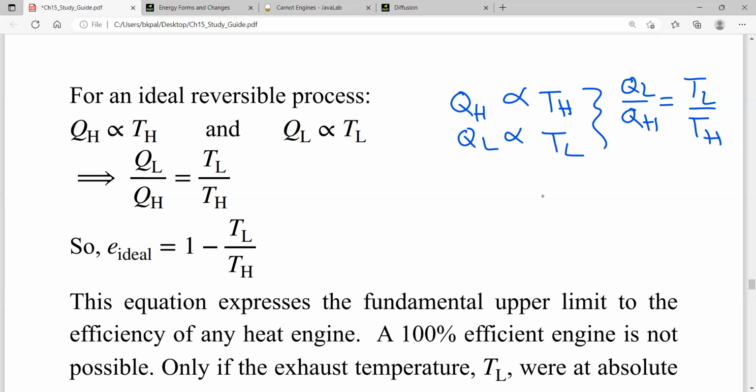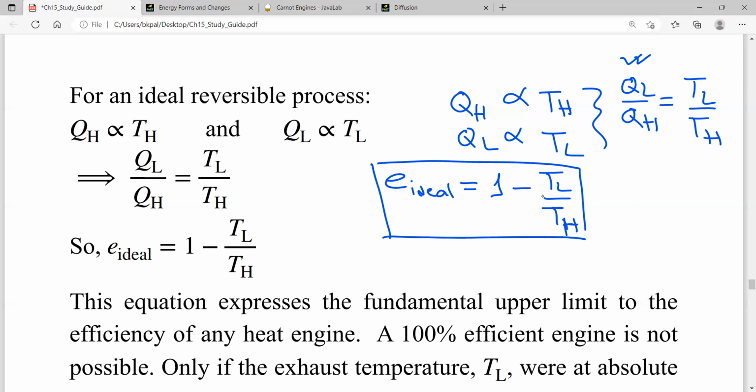Because of this, the efficiency for the ideal or theoretical heat engine is equal to 1 minus TL over TH. So you just plug this into the equation of the efficiency, and you get this equation. This is the equation for the ideal efficiency. And again, ideal efficiency is 100%, or 1, when TL is equal to 0 Kelvin. But 0 Kelvin is not attainable, it's not possible. So theoretically, efficiency cannot be equal to 100%. It's always less than 100%.